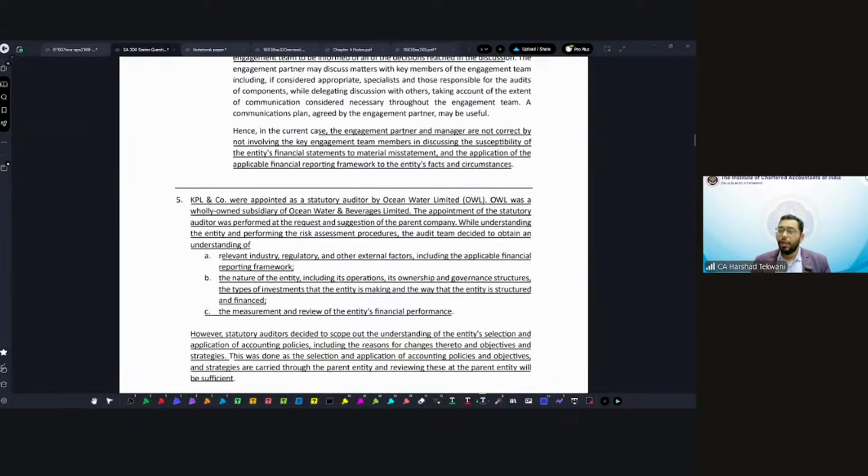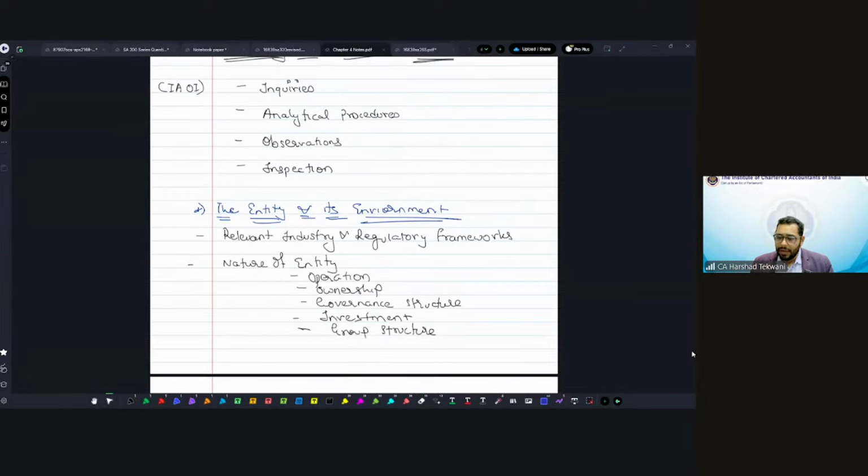Okay. See, when it comes to understanding the entity, there are few things that you need to understand. When you do an understanding of the entity, its environment, internal control, when you're performing the risk assessment procedures, you want to do a risk assessment. For that, what you need to understand? You need to understand basically the relevant industry regulatory frameworks which are there. You need to understand the nature of entity, operations, ownership, governance structure, investment, group structure. Plus, you need to understand the accounting policies, strategies that they are adopting.